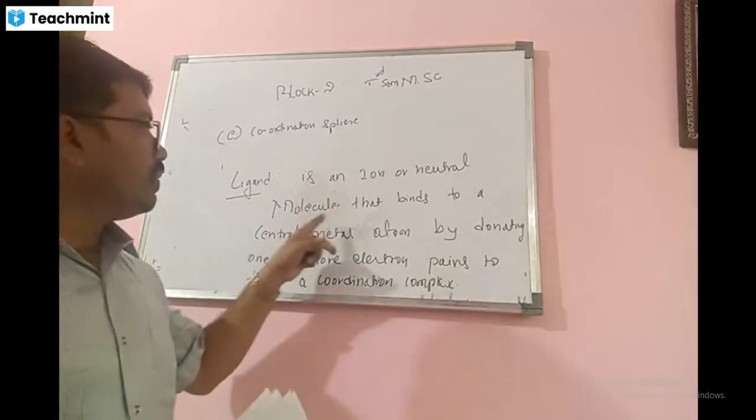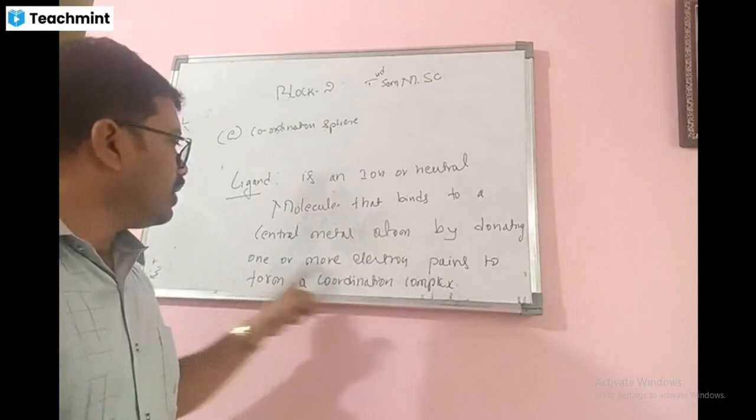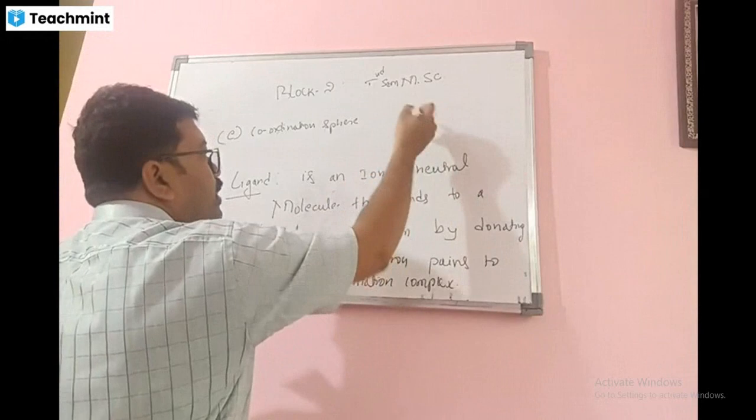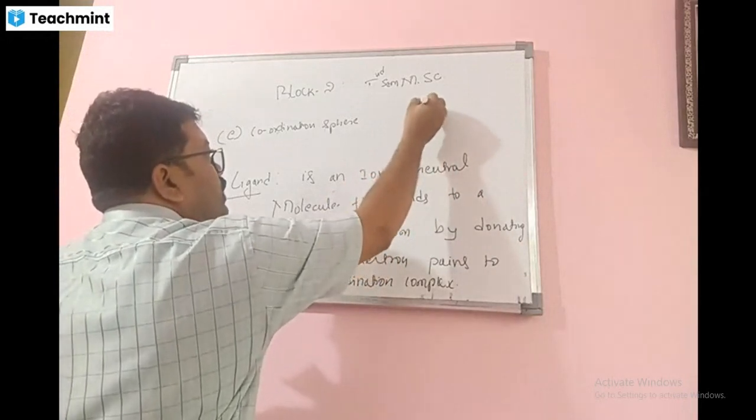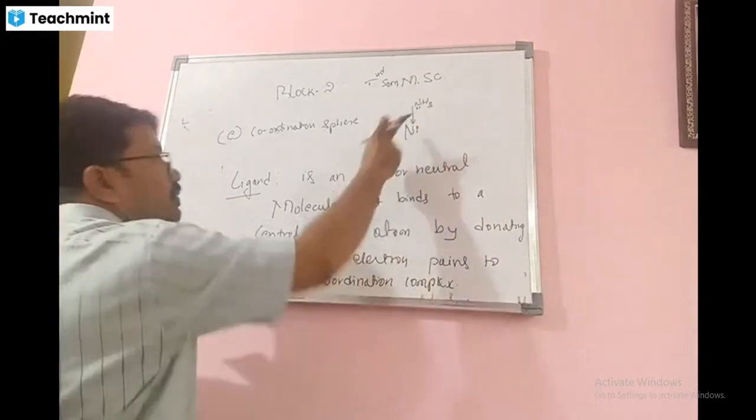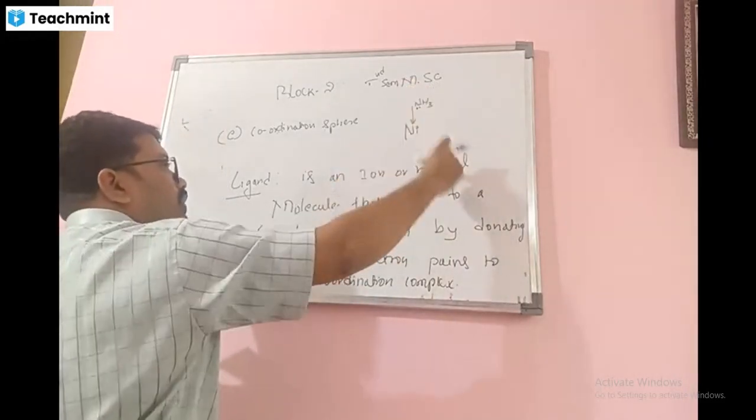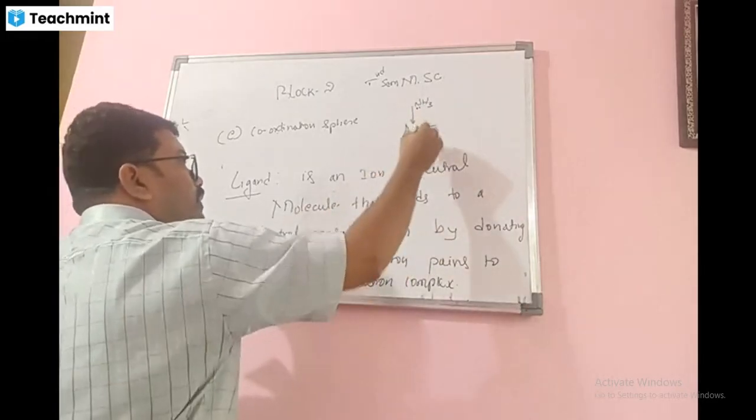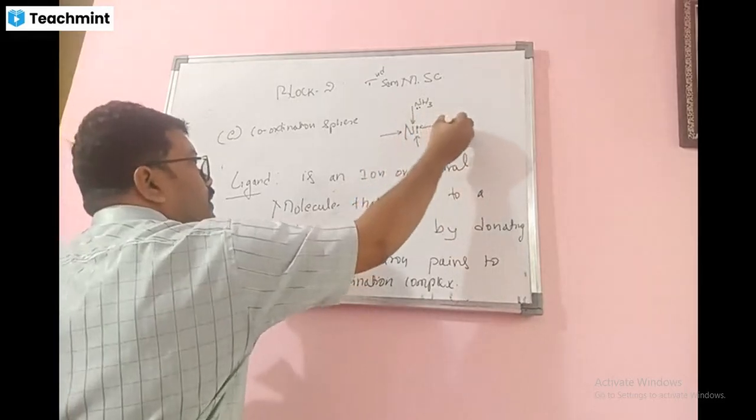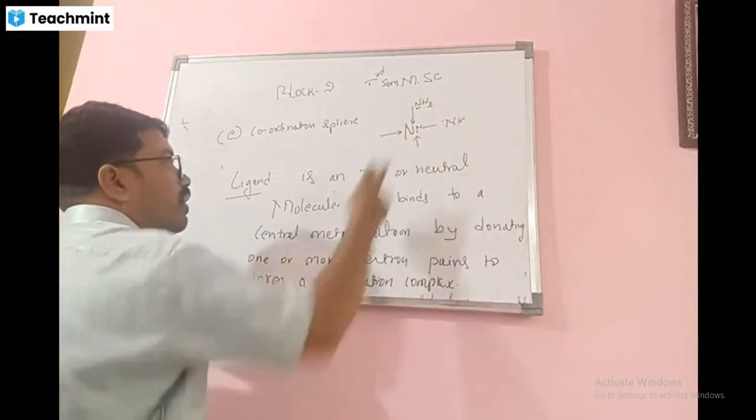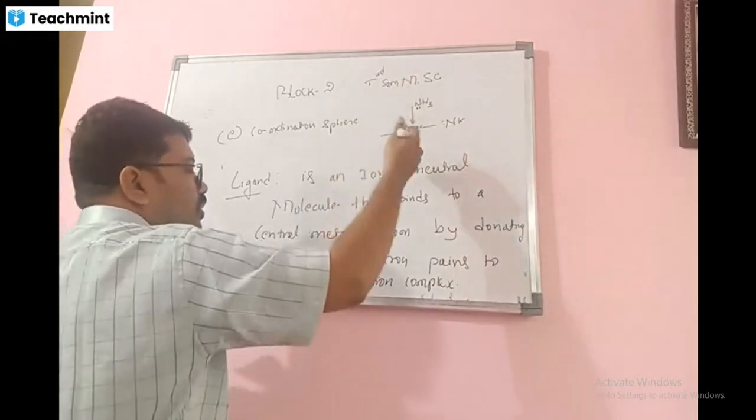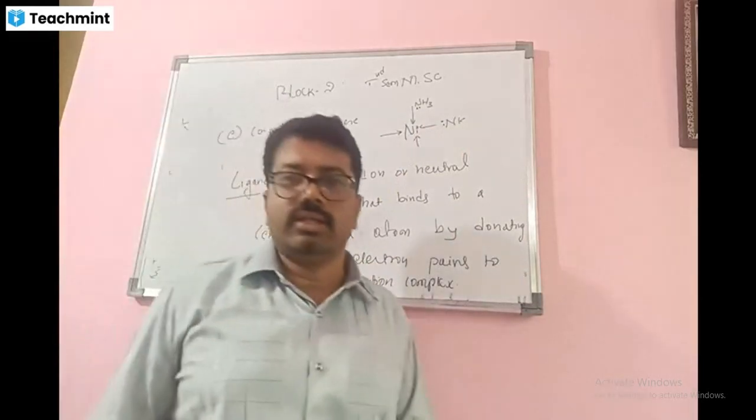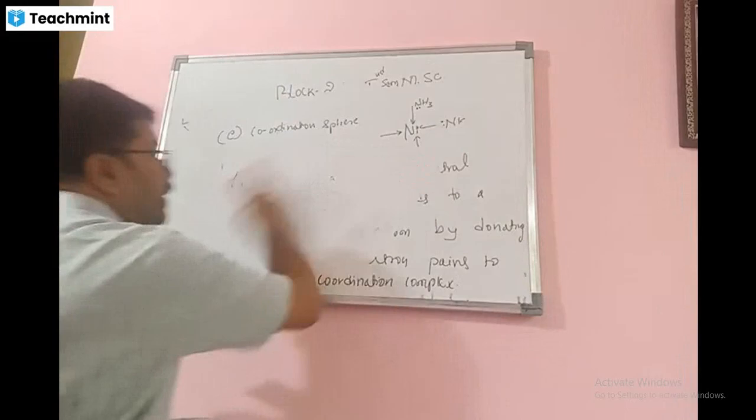A ligand is an ion or neutral molecule that binds to a central metal atom by donating one or more electron pairs. So already I told. If you take the example of nickel, or any metal, a species with a pair of electrons, for example ammonia, has a lone pair. So it's a ligand, a neutral molecule that binds to a central atom by donating one or more electron pairs to form a coordination complex. That is a ligand.